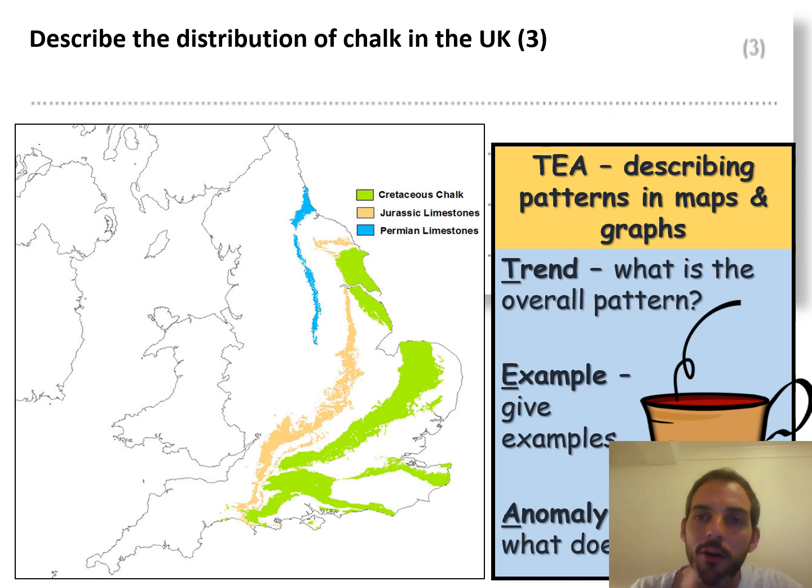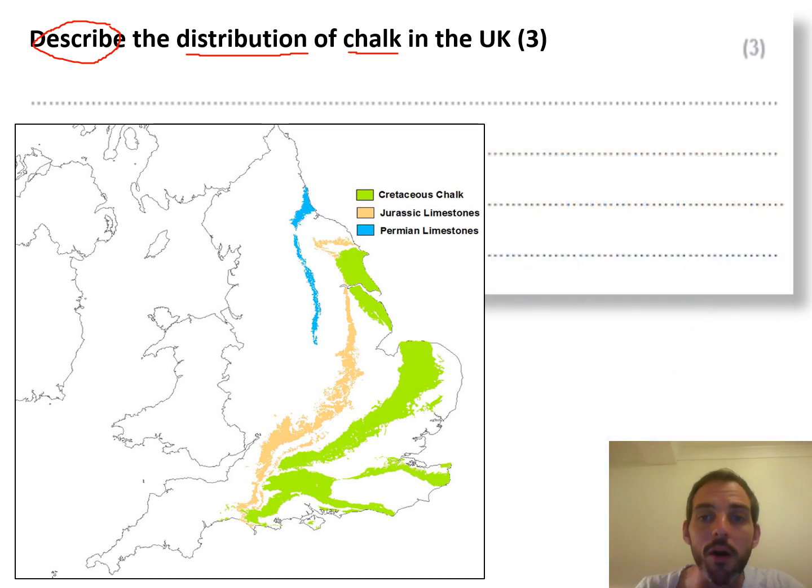So with that in mind, I'd like us for 3 marks to describe the distribution. Describe just means say what you see. It's that simple. Distribution, again, means where things are. And we're focusing just on chalk. So in order to get the 3 marks there, we can do TEA with this. Okay. Please write the question, pause the video, and then use this map to try and do that.